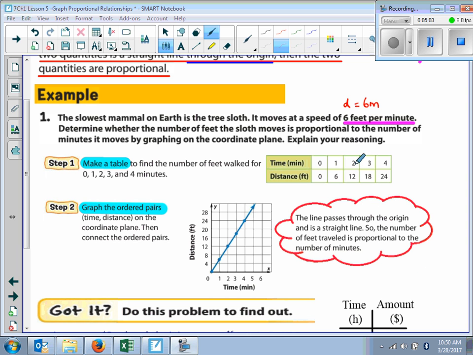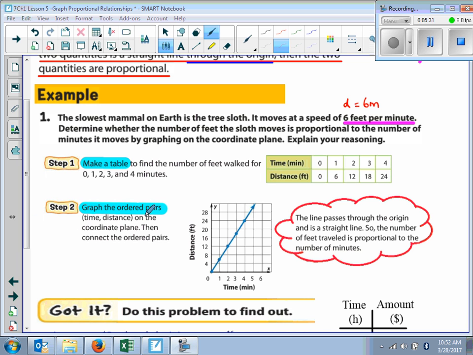6 times 2, 12. 6 times 3, 18. And 6 times 4, 24. So now you can see from the table you have ordered pairs. So my first ordered pair is 0, 0. Does everybody see that? The next one is 1, 6. The next one is 2, 12, and 3, 18, and 4, 24.